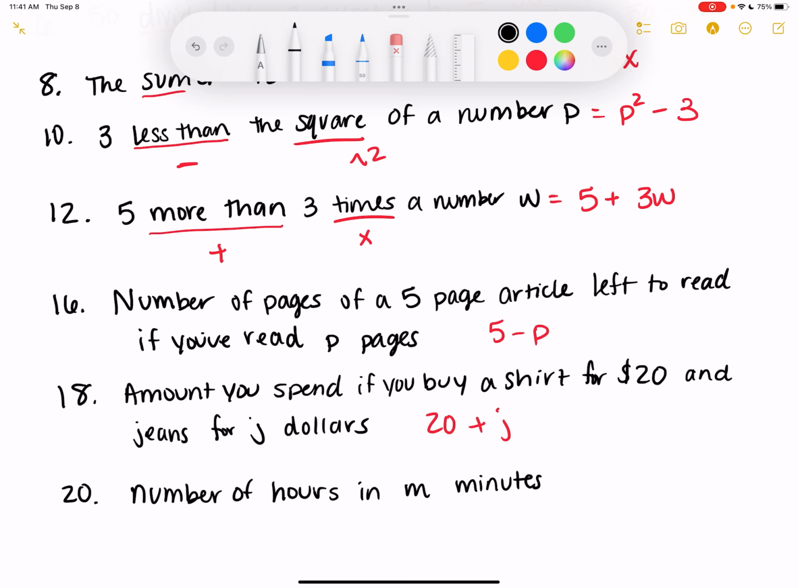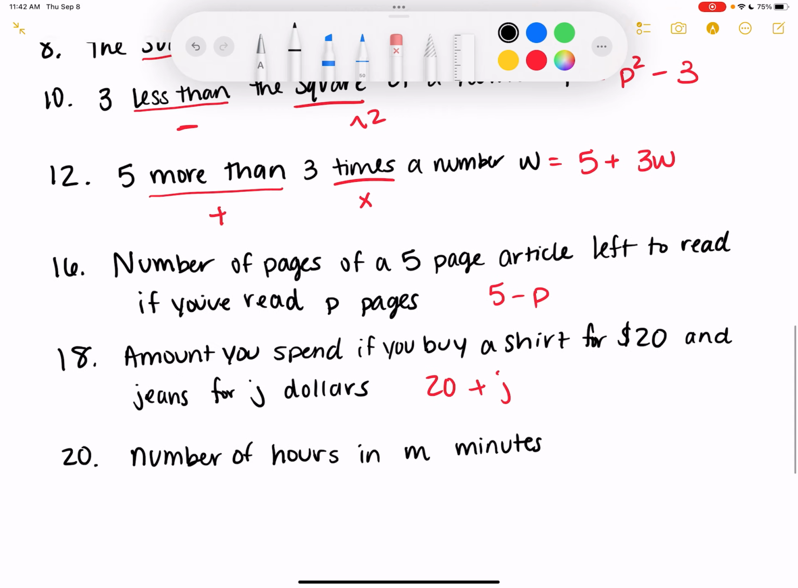The number of hours in M minutes. So how many minutes are in an hour? Yep, 60. So we have 60 minutes in 1 hour. So I'm just going to note that really quick. So I have 60 minutes in 1 hour. But I want to know how many hours are in minutes. Okay, so ideas on what symbol we're going to be using here.